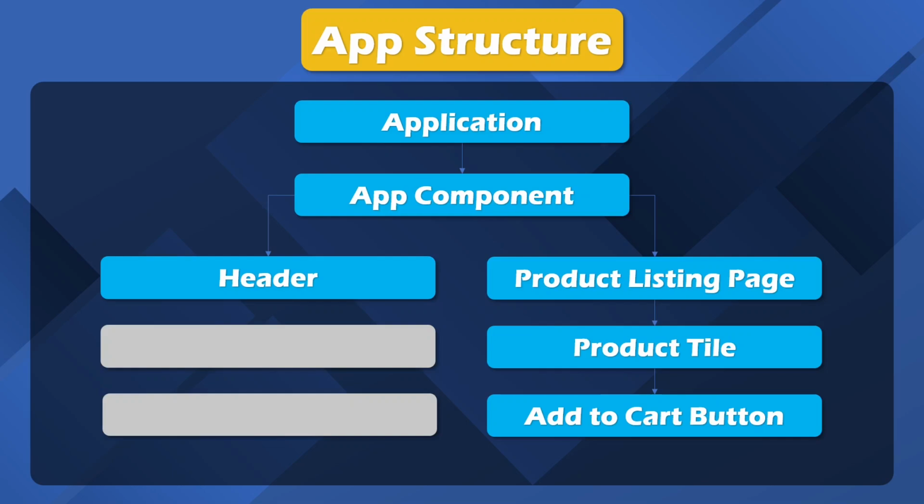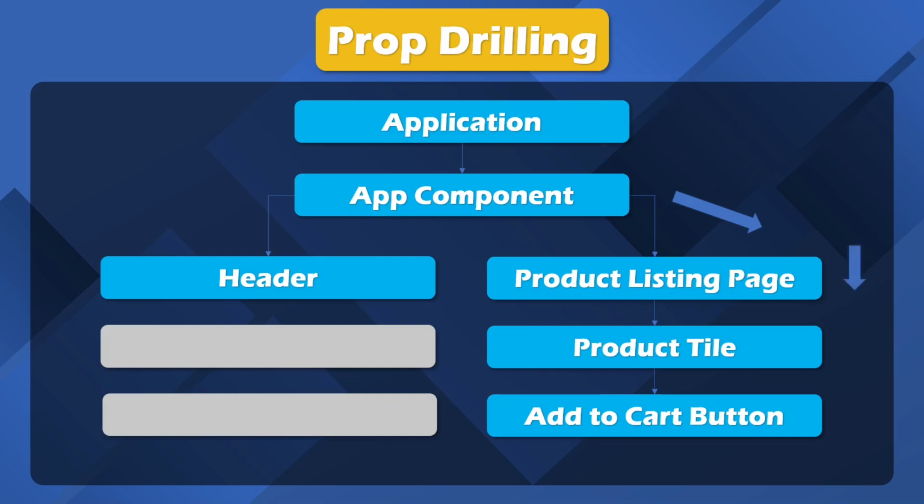And how does prop drilling look in terms of your component tree? Here we can see we will initialize the useReducer in your app component. And then from the app component, we create a new prop in your product listing page and pass down the dispatch method and the state to your product listing page. Then we again create another prop in your product tile, and the same dispatch and state which we received from the app component to the product listing gets passed down to the product tile. And then again, the same thing gets created in the add to cart button, and the product tile passes it down to the add to cart button. And if you have additional components below in the tree, it would have to be passed on in the same way.